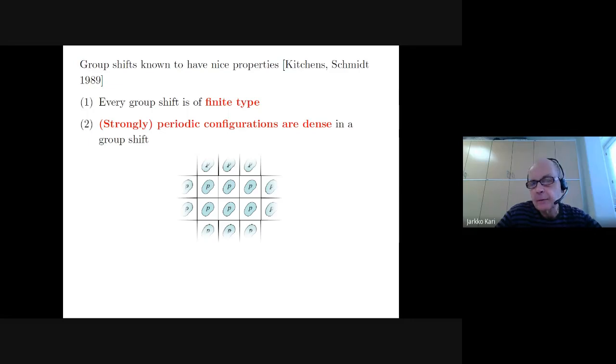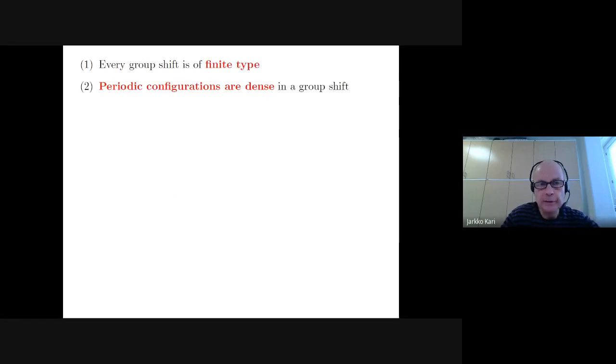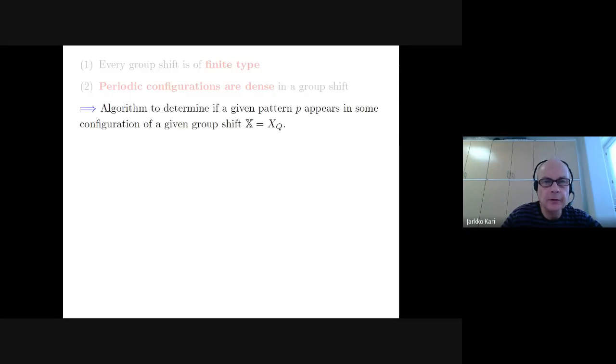We even have a subset of finite type which does not contain any periodic configurations. These are so-called aperiodic tile sets, let's say. But here in group shifts, periodic configurations are dense. Every pattern belongs to a periodic configuration. And using these two properties, we can design algorithms for group shifts. So here I just remind you of these two properties, and I will give you some algorithms.